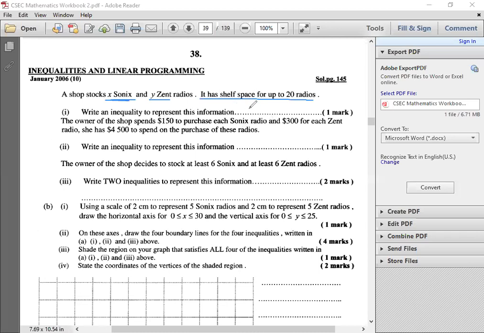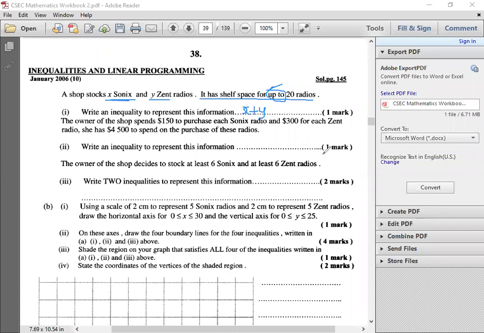And the equation here would be X plus Y. So that's the first equation, X plus Y. This is key: up to. What does up to mean? Equal to? Inequality we're talking about. Up to.